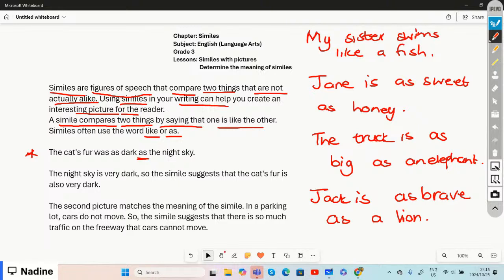A fish, of course, swims very well. Why? Because it's its habitat, right? So if we, for example, say that my sister swims like a fish, then I'm actually trying to say that she swims very well. That is actually what it means. It means that my sister swims very well if I were to compare her to swimming like a fish.